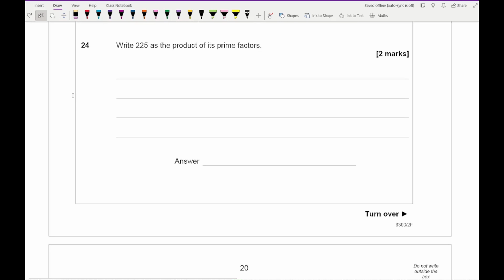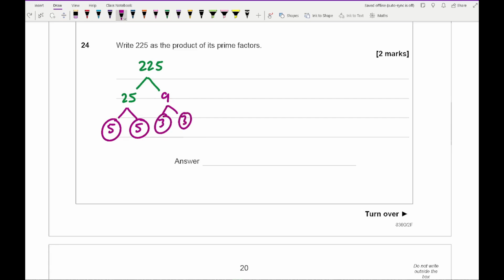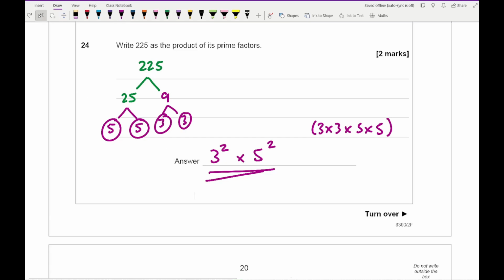Then moving on to question 24, it says write 225 as a product of its prime factors. So there's two ways in which you can do this. You either use a factor tree, so I've got 25 times 9, and then that's going to be 5 times 5, and they're both prime, and this is going to be 3 and 3, so it's going to be 3 squared multiplied by 5 squared. Because it's not said write it in index form, you could write it as 3 times 3 times 5 times 5, but I personally would use indices. Now if you've got a Casio calculator, you can also do this on your calculator.